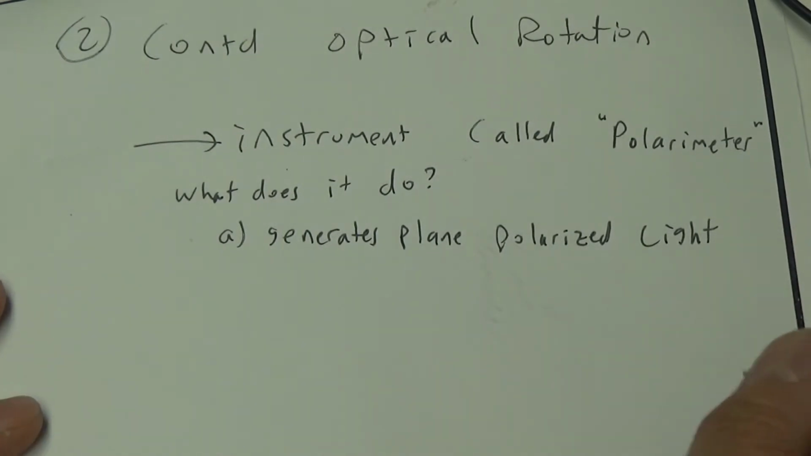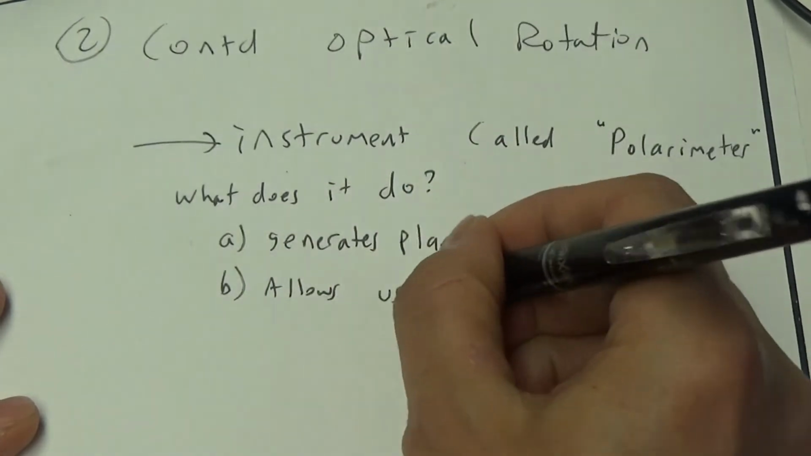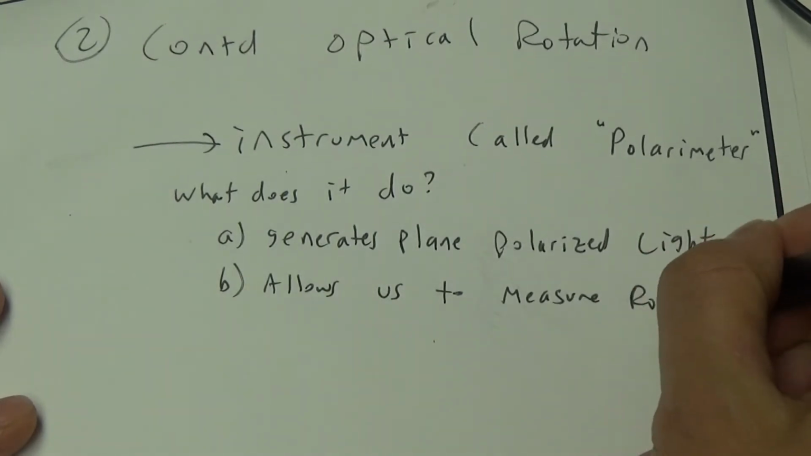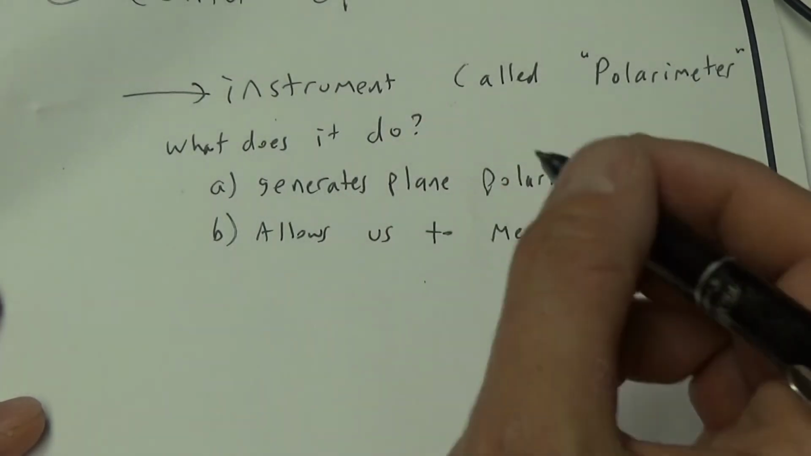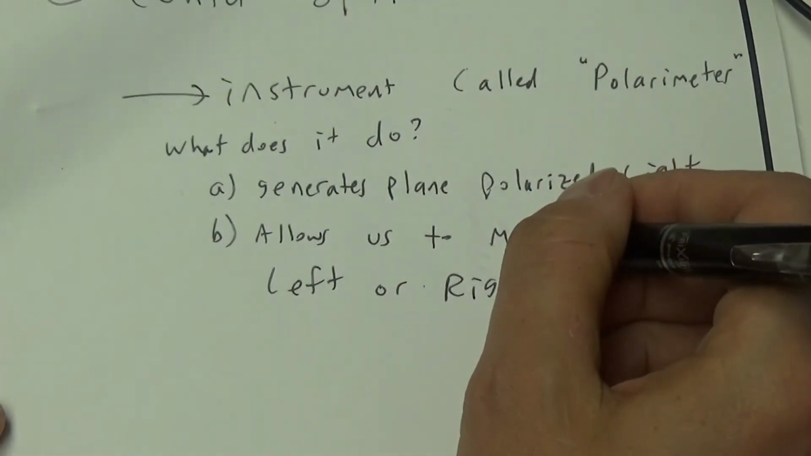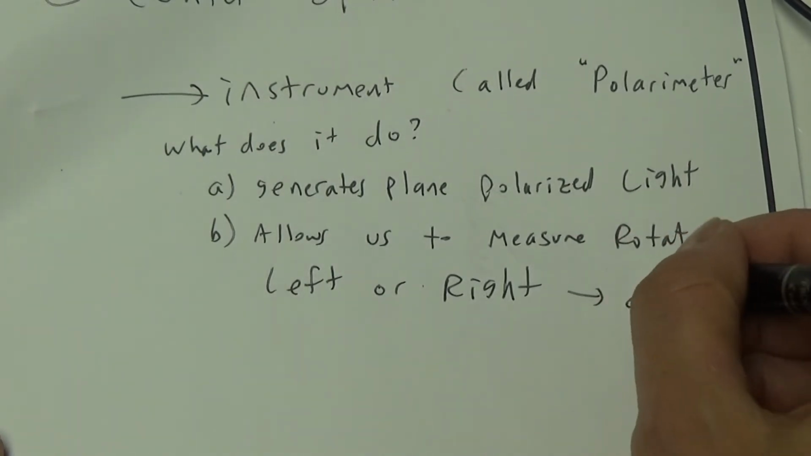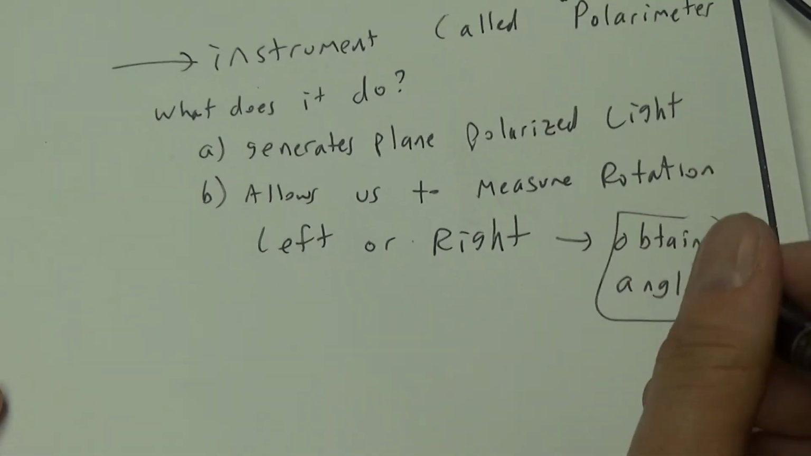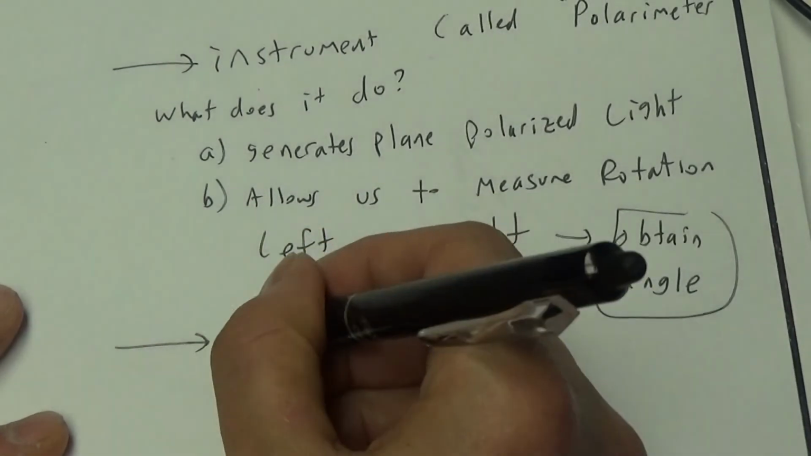Generates plane polarized light, and it allows us to measure rotation. Is the rotation to the left or the right? Well, it could be left if it's minus, or right if it's positive. Okay. That's an angle. We obtain an angle. The angle is the amount of rotation. Okay. I think we mentioned this already.